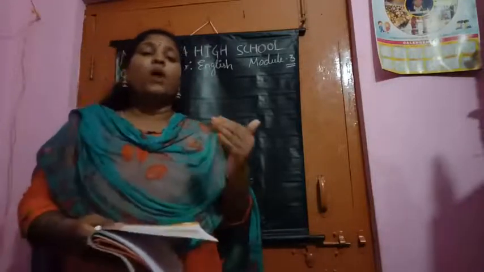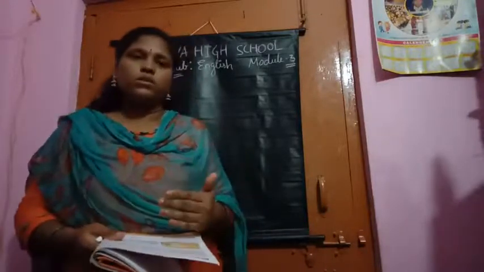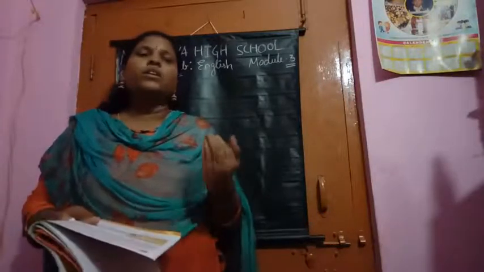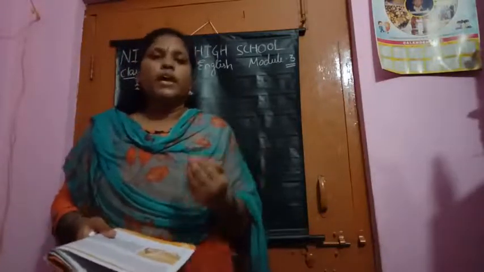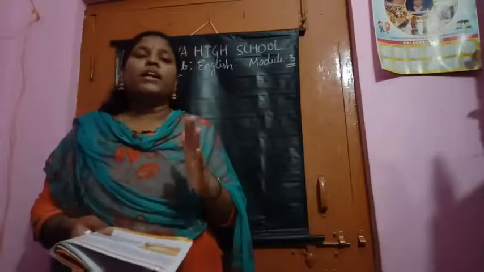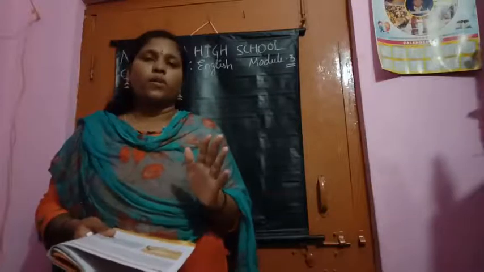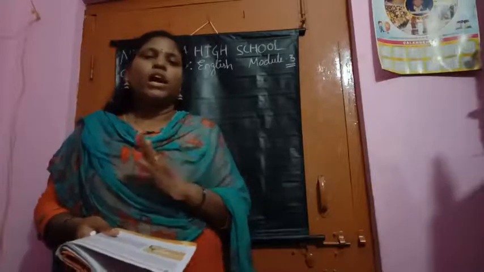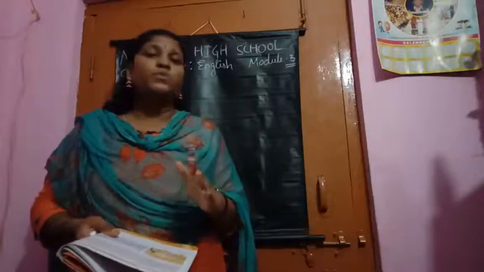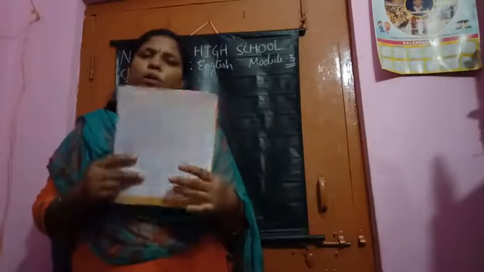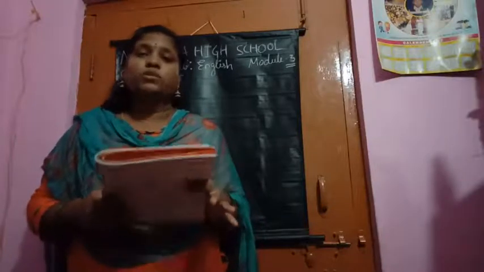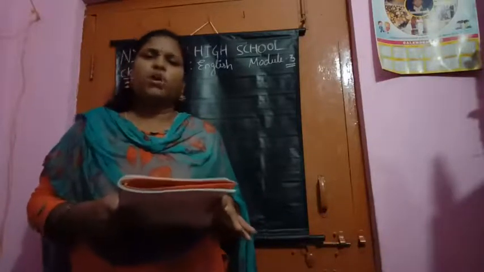We have learned the countable and uncountable nouns. Countable means what? Which we can count by a number, like 1, 2, 3, 4. Yes. Uncountable means what? Which we can't count. Means 1, 2, 3, we can't count. That is called uncountable nouns. Countable means which we can count by a number. Book. We can count by a number. Yes. 1 book, 2 books, 3 books, 4 books. Yes, that is a countable noun.